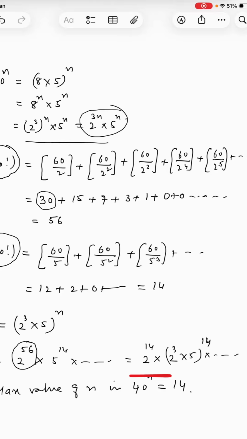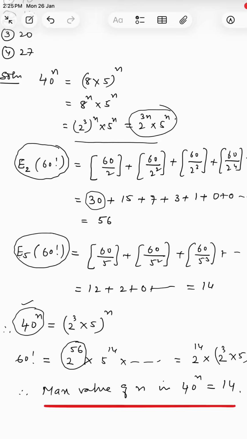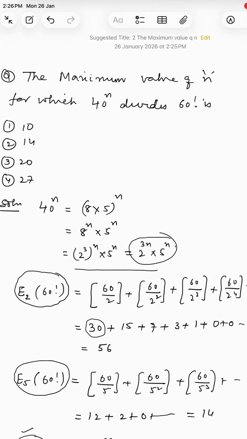Now why did we write it like this? Because 40 to the power of n has only multiples of 2 and 5. So in 60 factorial we have to find out only the multiples of 2 and 5. Therefore, when we compare 40 to the power of n and 60 factorial, we find the maximum value of n in 40 to the power of n is 14. Therefore the correct option is 14.